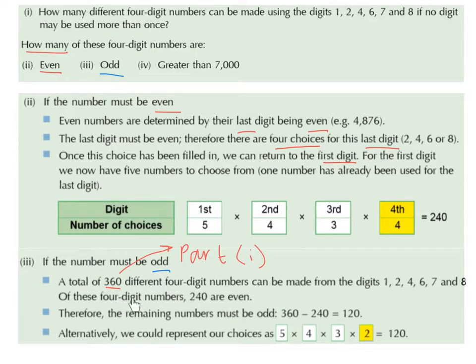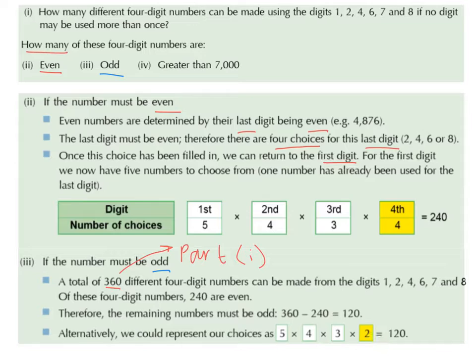And of these 4-digit numbers, 240 of them are even. So remember, we got this from part 2. We got 240 options where we have an even number. Therefore, the remaining numbers must be odd. So 360 minus 240 leaves us with 120. Alternatively, we could have represented our choices as 5 by 4 by 3 by 2 by 1, which is 120.